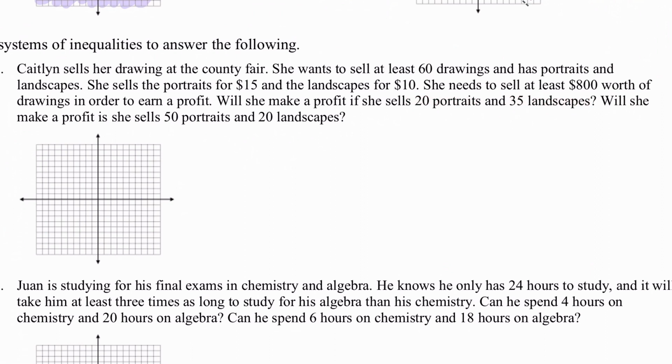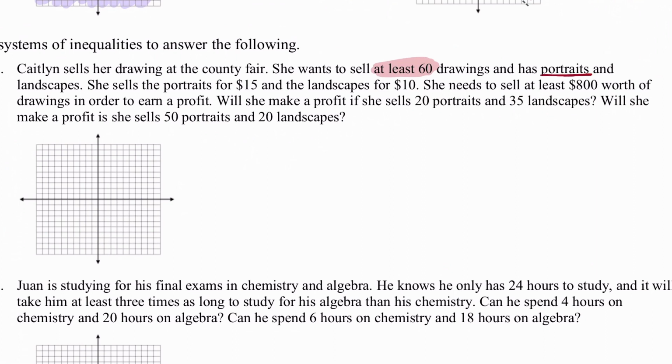So she wants to sell at least 60 drawings. This at least 60 is an inequality, right? At least means greater than, or greater than or equal to, right? If I say, bring me some strawberries, and you ask how many strawberries I want, and I say I want at least 10, well, you could bring me 10 or 11 or 12, right? It's a greater than or equal to. Portraits and landscapes, so there are two types.